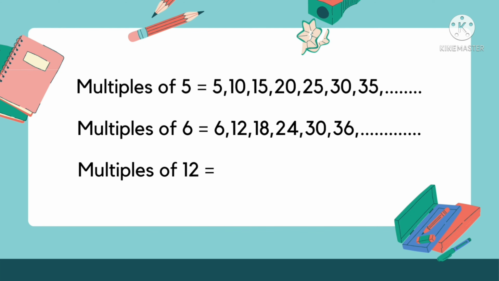Let's see some more multiples. Multiples of 5 are 5, 10, 15, 20, 25 and so on. Multiples of 6 are 6, 12, 18, 24, 30 and so on. Can you tell multiples of 12? Yes, we have to say the table of 12. So, 12, 24, 36, 48 and so on are the multiples of 12.